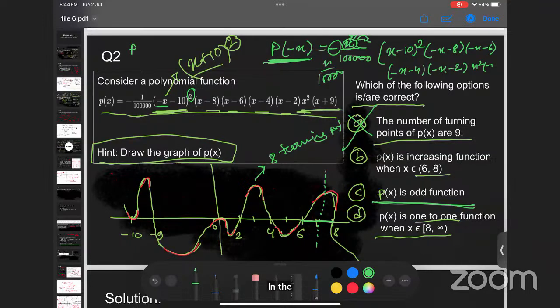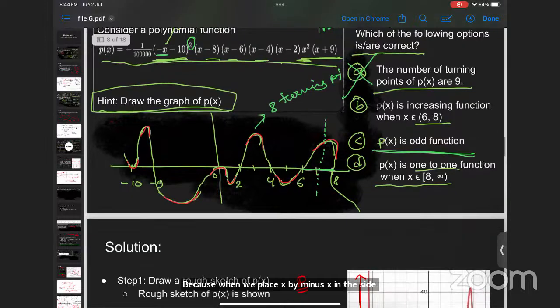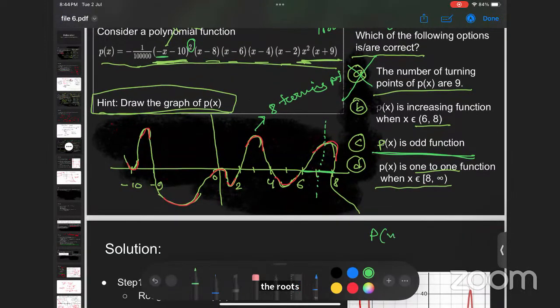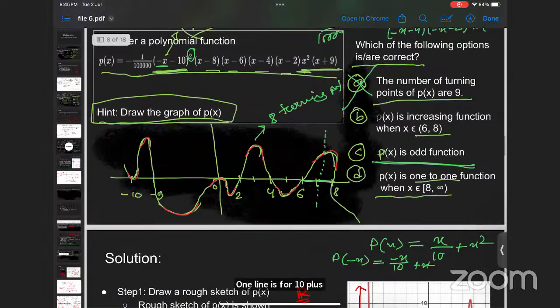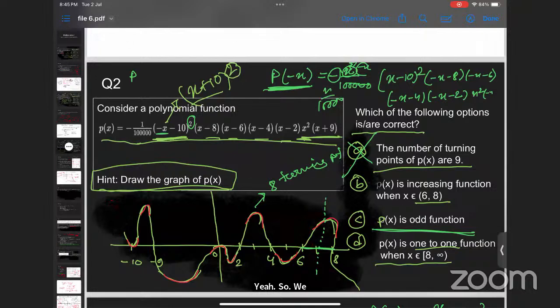Ma'am, even if there was an x outside, it still would be a different function, right? Because when we replace x by minus x inside, the roots are getting changed. Suppose for example you have some function like that, plus some x squared, and we put minus x in the place of x, then it will be minus x by 10 plus x square. So we are just putting minus x instead of x, nothing more than that. We don't need to look towards the constant term.